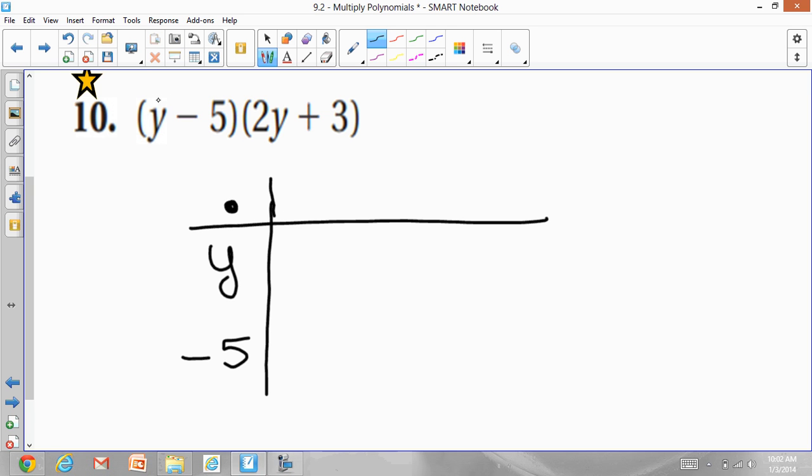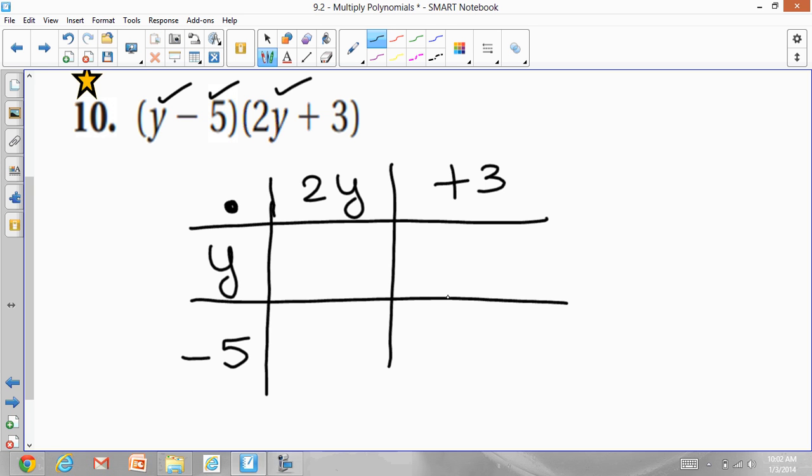Now the second parenthesis, so this is done, writing it vertical. Now these two terms, I'm going to write it horizontal. So 2y and positive 3. Yes, you have to write the signs along with it. Now this looks like a tic-tac-toe. The dot implies you're multiplying. Now you're going to multiply everything.